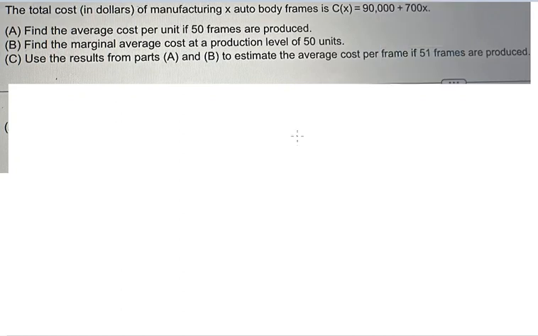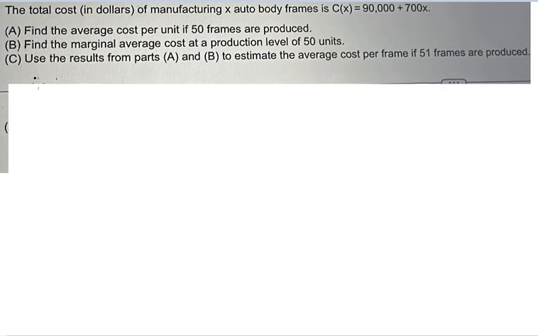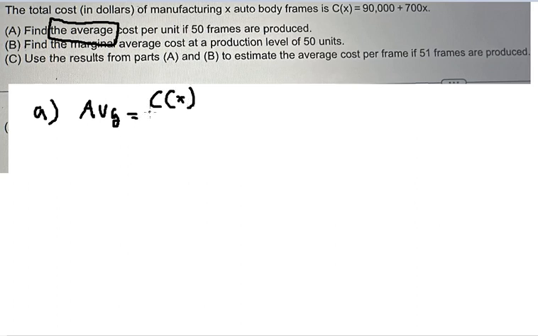Hello everybody, so today I will show you how to answer this one. Question 8. They want to find the average. So that means we have the formula in here. That is about the average cost: the total cost divided by the number of products.